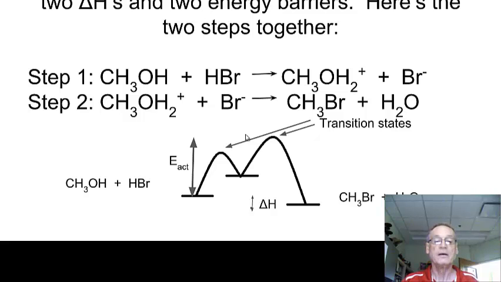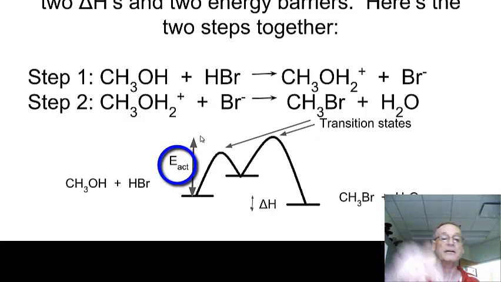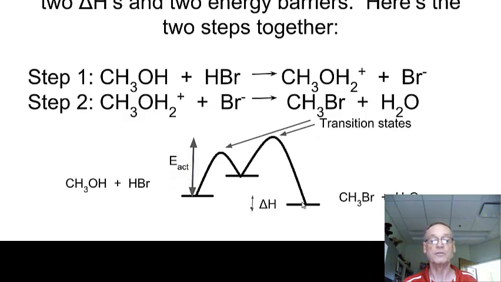But here's some terminology for you. The energy difference between the starting point and the top of the highest hill, in this case the second one, that's called the activation energy for the whole reaction. It's how much energy you have to put in to make the reaction happen in order to get to the final product over here, even though the final product is lower in energy.